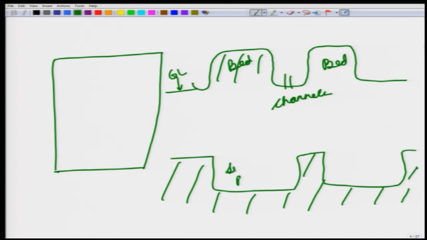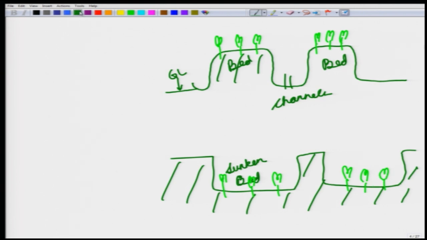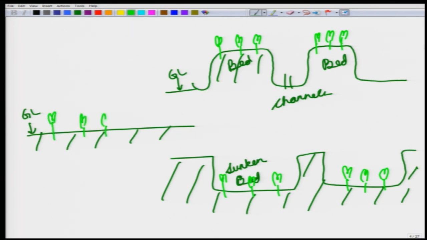So this is a sunken bed. Now in the case of a raised bed, you will be raising plants above the ground level. In the case of a sunken bed, you will be raising plants below the ground level. And in the case of a flat bed, you will be raising your plants on the ground level.